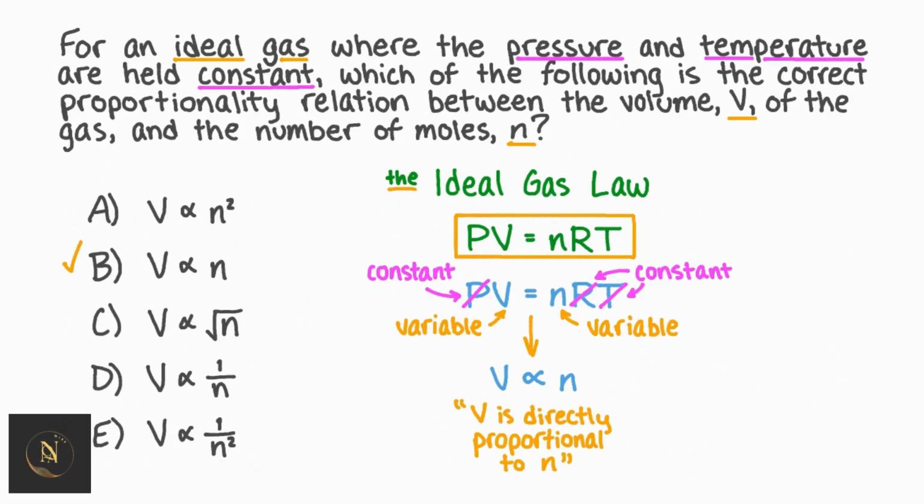Therefore, we've seen that the ideal gas law has a direct proportionality between volume and the number of moles, so we know that answer choice B is correct. For an ideal gas with constant pressure and temperature, V is proportional to N.